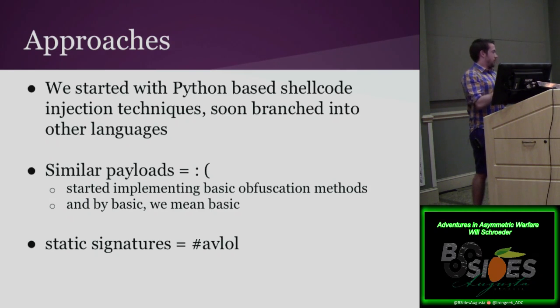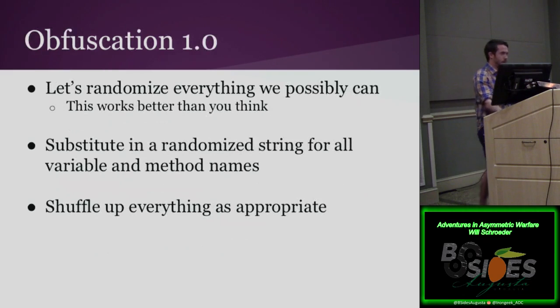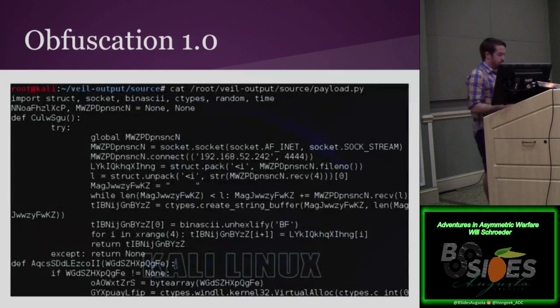So we wanted a way to randomize and obfuscate everything so it at least didn't have the same MD5 every time. The very first pass at this obfuscation was, again, let's randomize everything we can. This works better than you think it would, better than it should. We substitute random strings for all variable names and shuffle up everything in the straight Python script, so it's different every time. I know it's small, but this is what a typical Python payload looks like now in Veil. This is what was produced. It just looks like garbage.